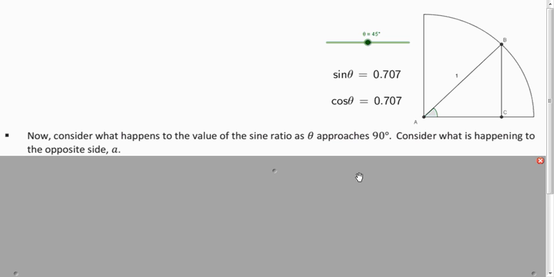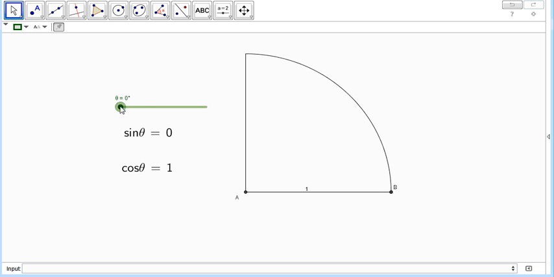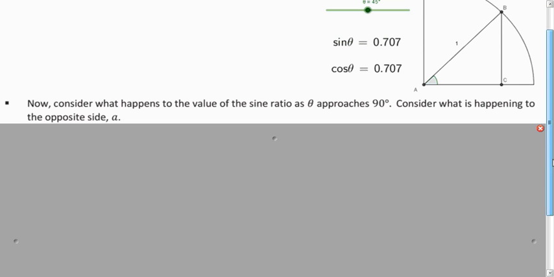Now, what about as we go closer to 90 degrees? What happens? And notice that when we go to 45 here, these are both the same, square root of 2 over 2. And if we get closer to 90, sine is getting closer to 1, and cosine closer to 0. So that's what's happening here.